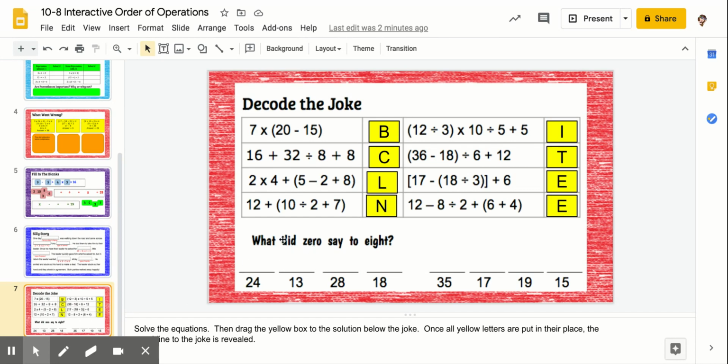And then our last one, you are decoding the joke. So our joke is, what did 0 say to 8? You have to solve all 8 of these problems using order of operations, and you're going to put the letter in the correct spot. So let's do the first one.